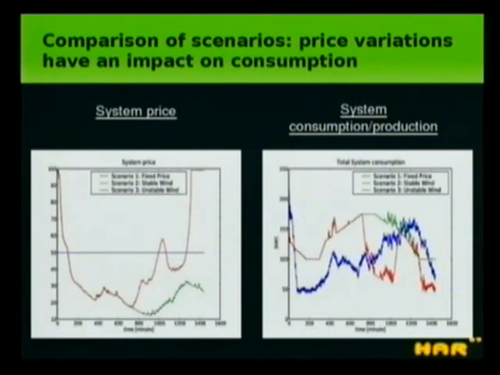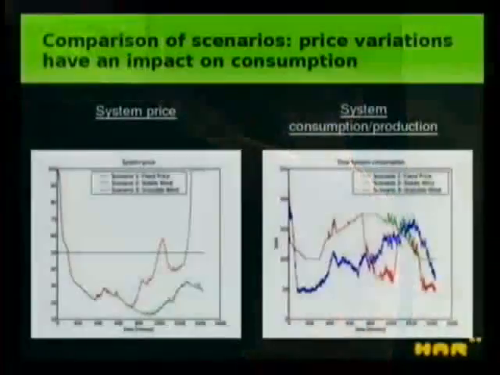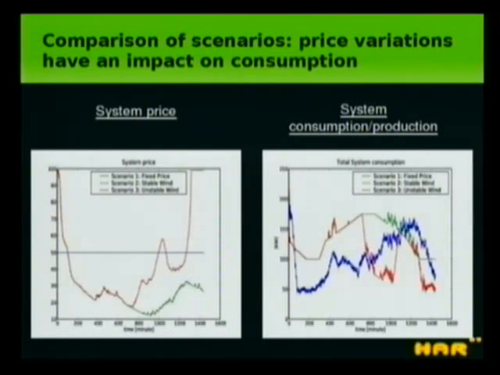That was for scenario 1 in blue. For the 2 others, we see that people are actually consuming very differently than in the case where you have a fixed price. They consume very differently, and they're following the availability of cheap energy in the system.